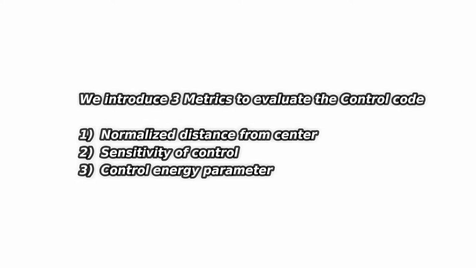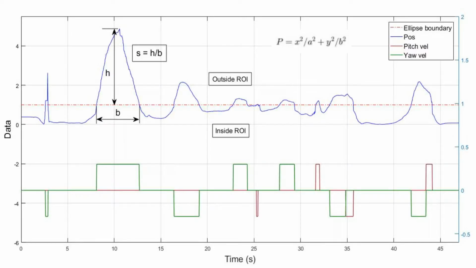We introduce 3 metrics to evaluate the control code. The first metric is the normalized distance parameter of the USV with respect to the ellipse center. A value greater than 1 means the USV is outside the region of interest, and less than 1 infers it is inside. This plot shows the time instances the USV goes outside the region of interest and the control code swiftly moving the camera's pan and tilt to bring the USV inside the field of view.